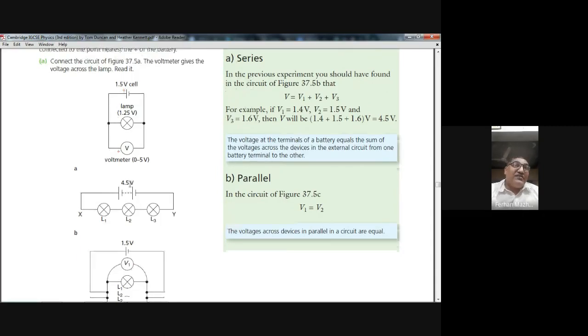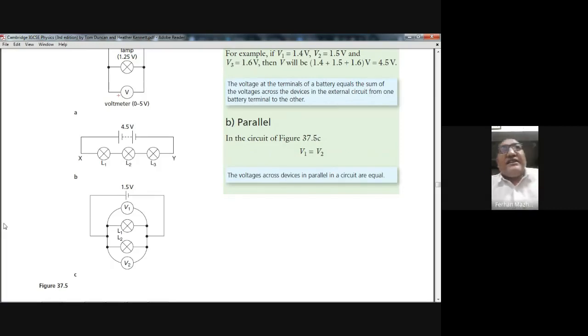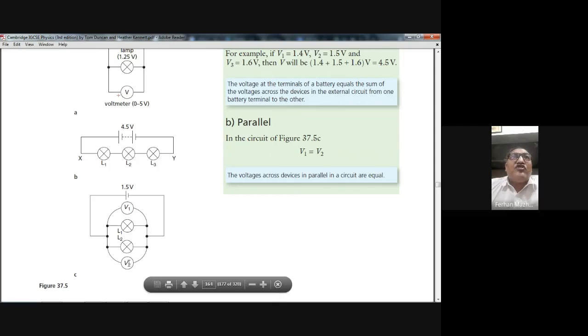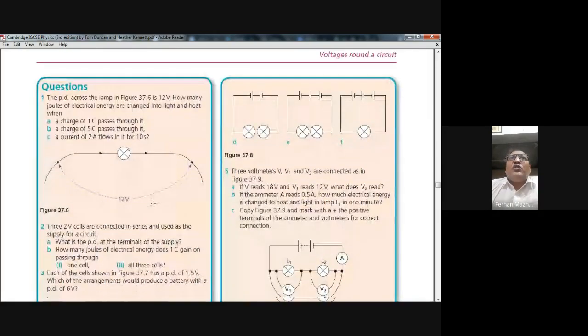But one very important thing here: the lamps are connected in parallel to each other. We have not yet studied connecting lamps in parallel, but here the voltage drop across lamp number 1 will be equal to the voltage drop across lamp number 2, and that will be equal to the voltage of the battery. This we have not yet studied. This is the combining of the lamps in parallel. Okay, so this was it.